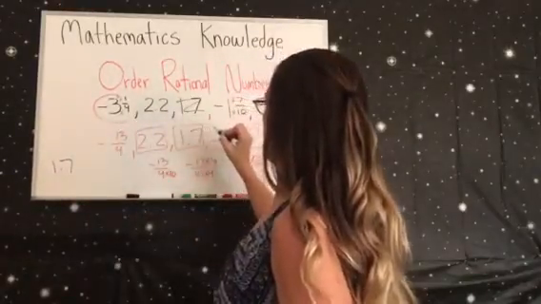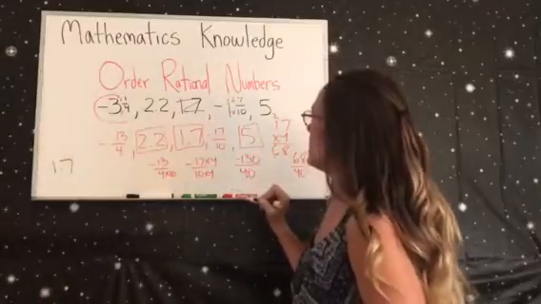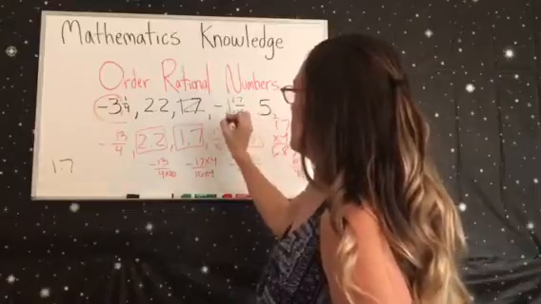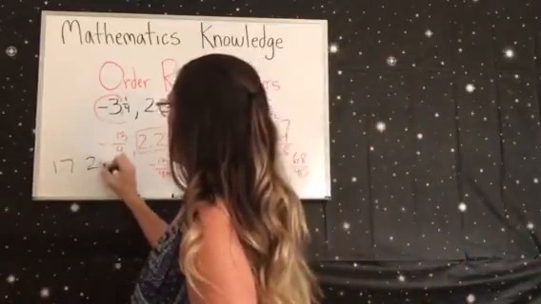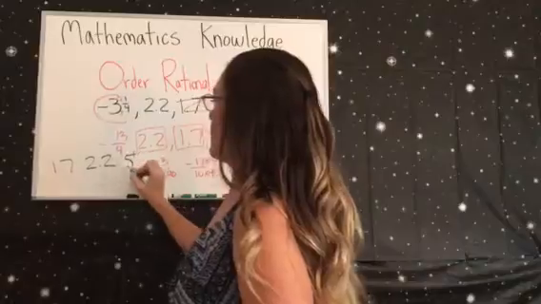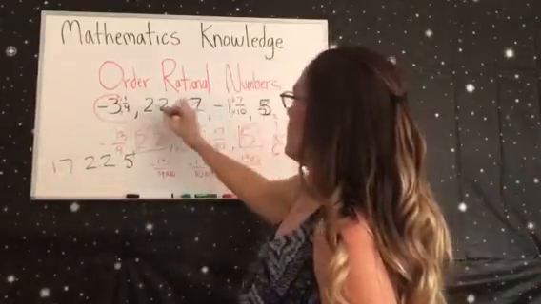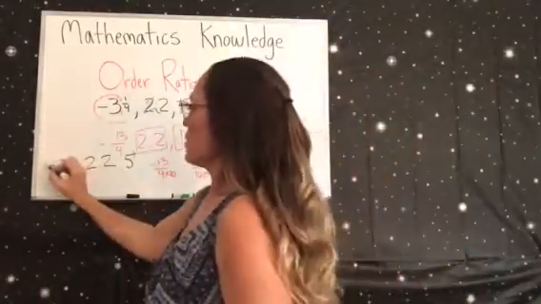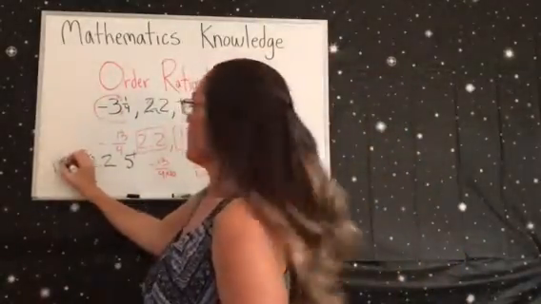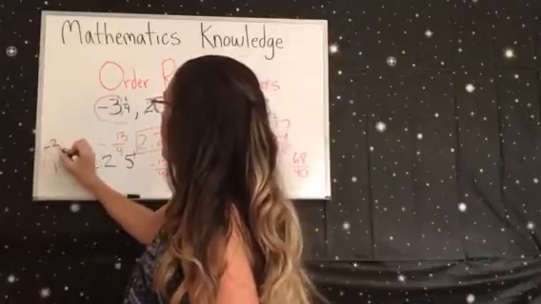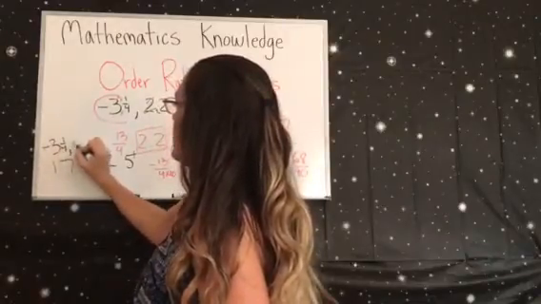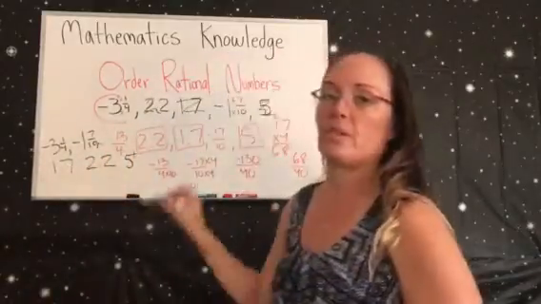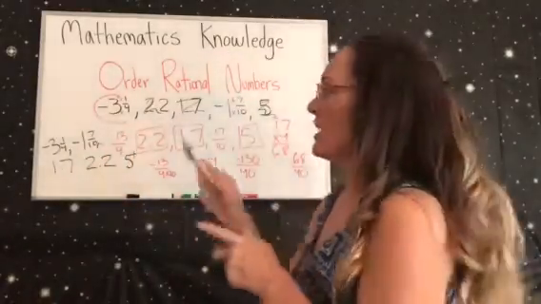Then you can do the 2.2, then the 5. Then for the fractions, just remember the smaller fraction is closer to the positive numbers. So -3 1/4, and then -1 7/10, and then 1.7, 2.2, and then 5. So that is least to greatest.